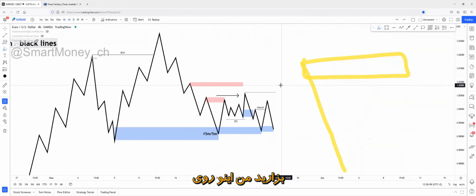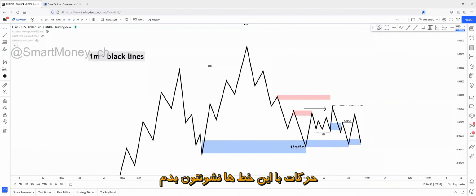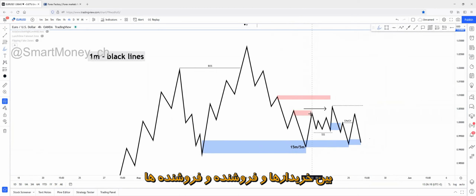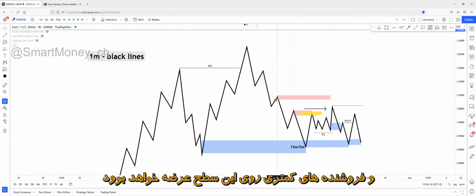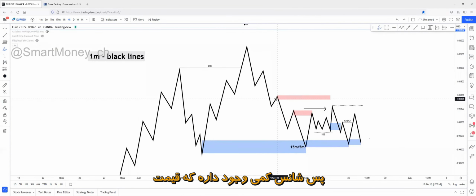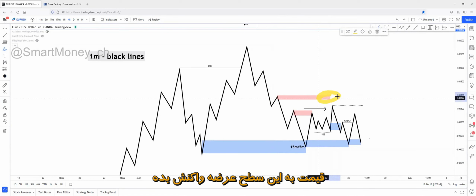Let me just present this with the arrow movements. So if there's a reaction, there's a battle between the sellers and buyers. Sellers will be swept out from this movement. All of the sellers have been deleted. There will be fewer sellers on this supply zone. So there's a lower chance that price will react on this supply zone.